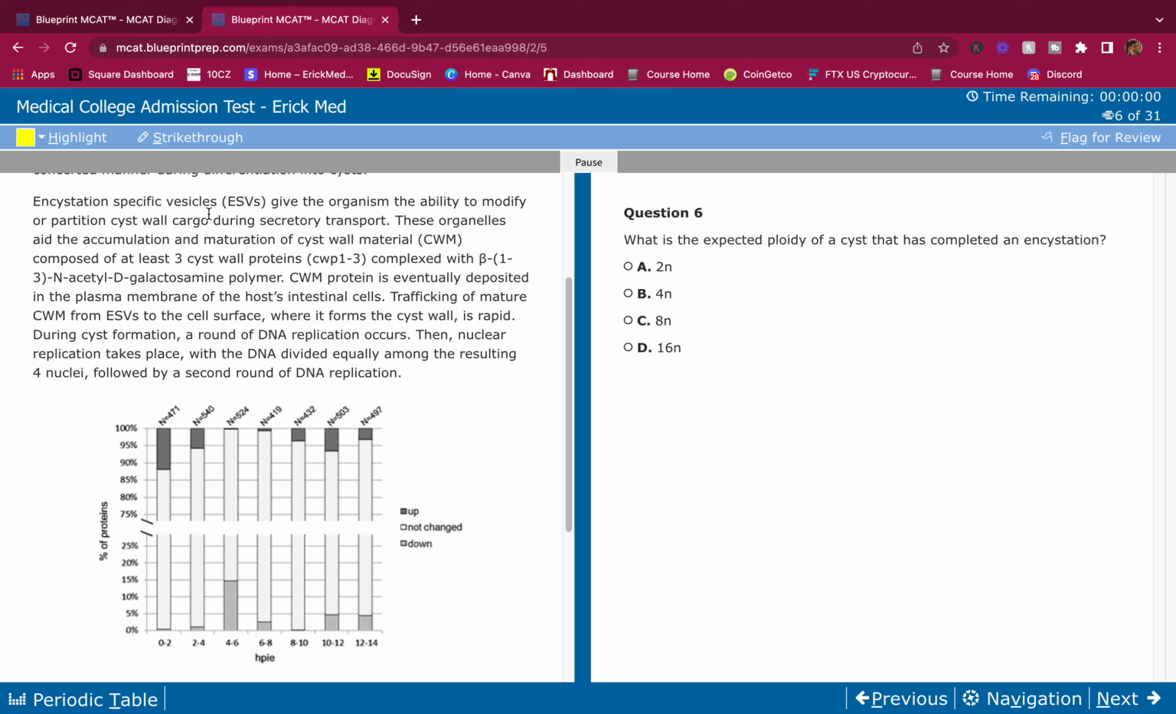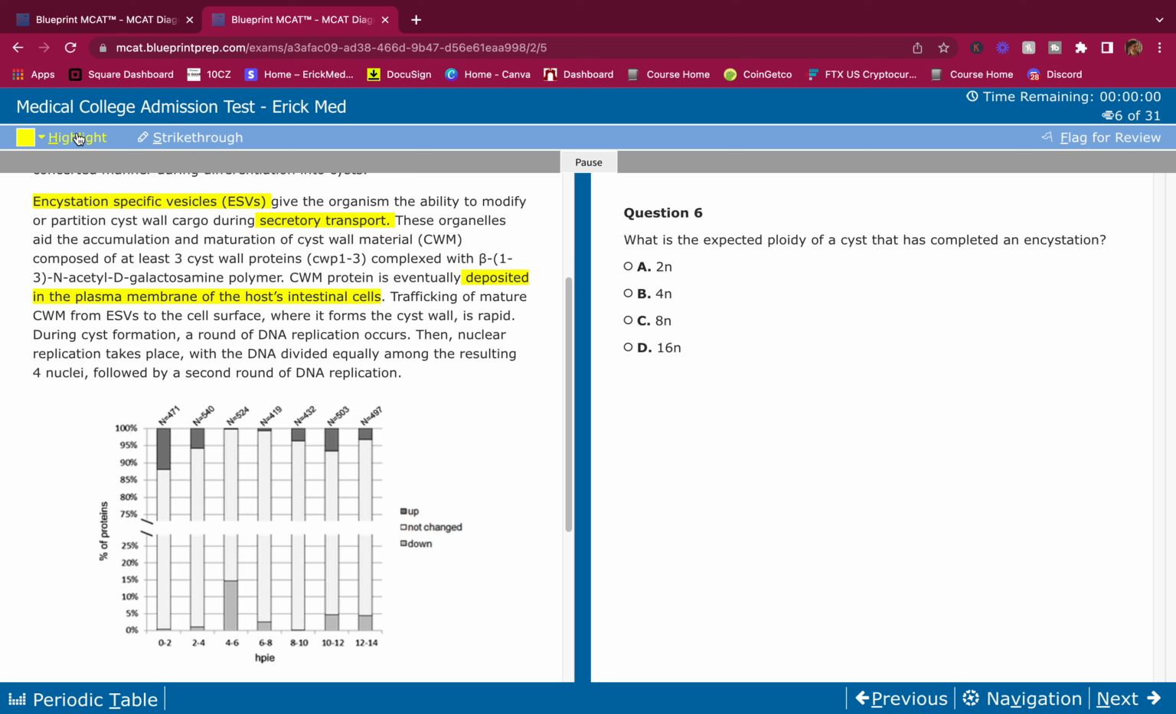Encystation specific vesicles, ESVs, I'm going to highlight this, give the organism the ability to modify or partition cyst wall cargo during secretory transport. These organelles aid the accumulation and maturation of cyst wall material composed of at least 3 cyst wall proteins complex with beta-N-acetyl D-galactosamine polymer. Wow. CWM protein is eventually deposited in the plasma membrane of the host intestinal cells.